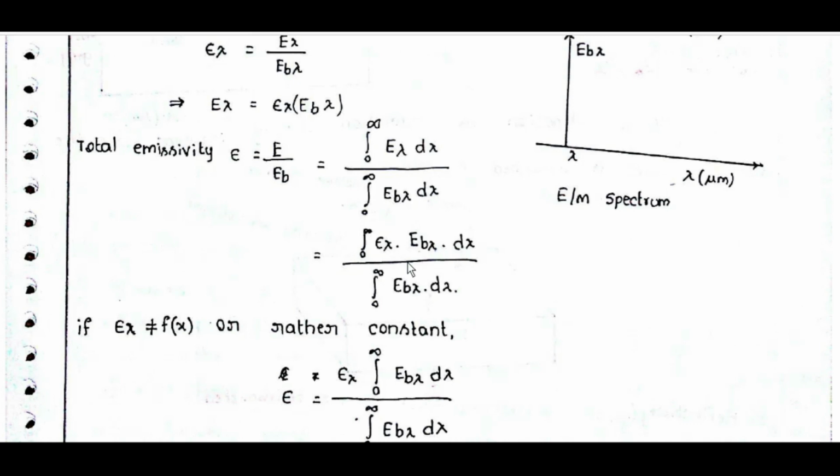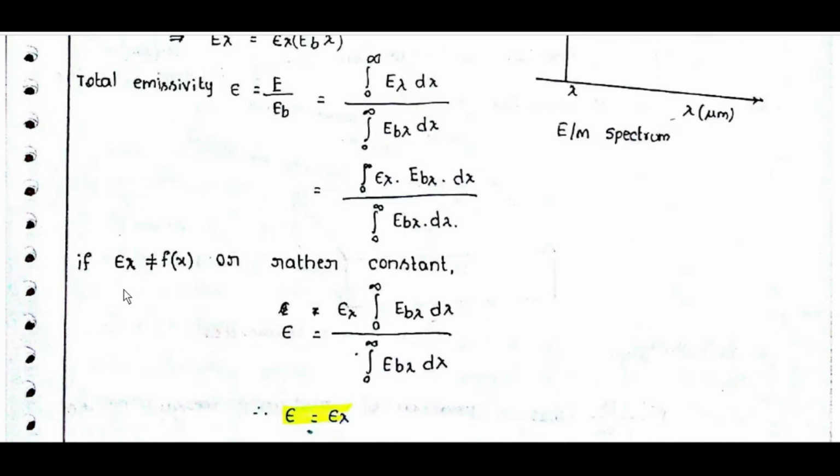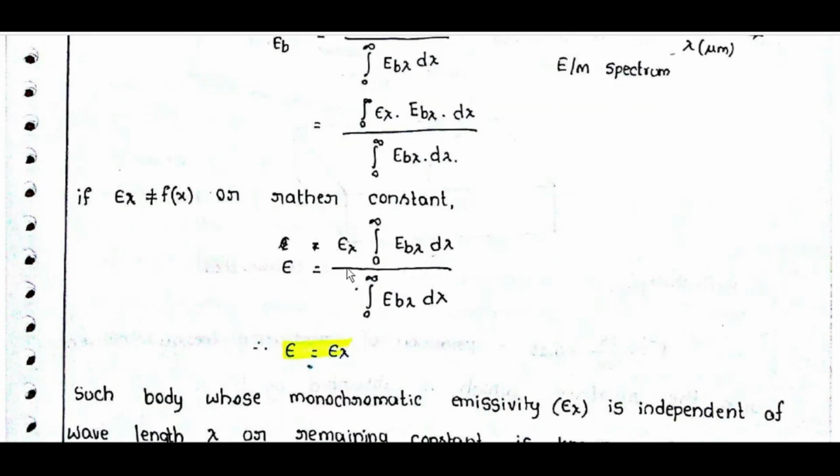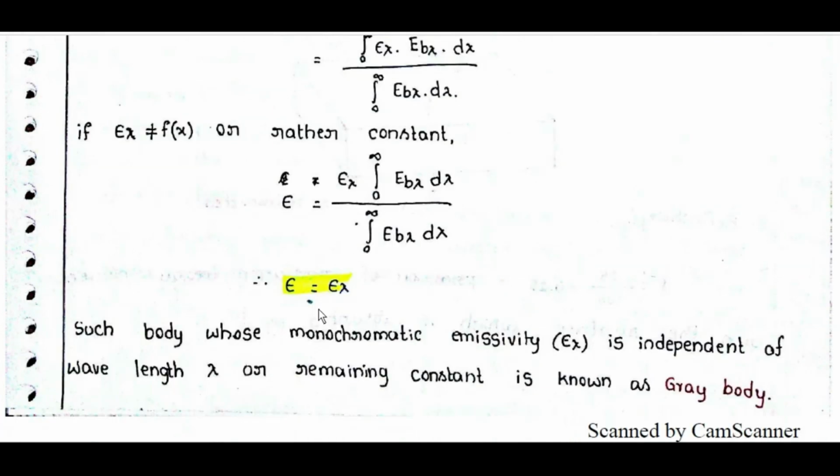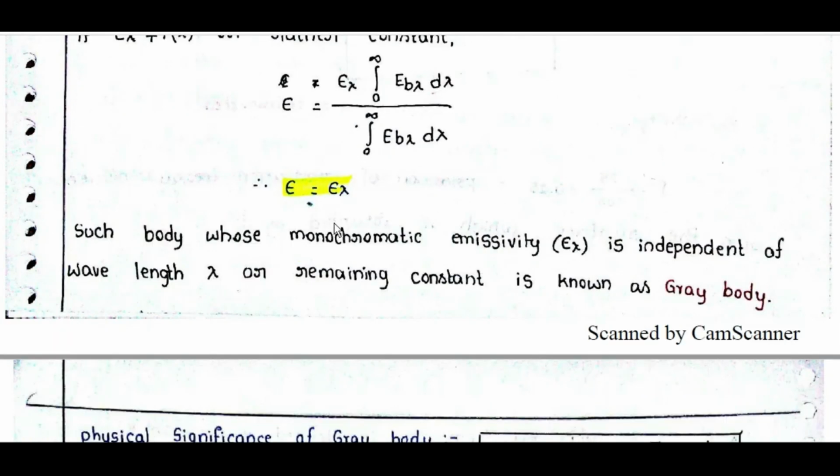E lambda is written as epsilon lambda EB lambda d lambda. Here the denominator remains the same. If epsilon lambda is not a function of lambda, or rather is constant, then epsilon lambda comes out of the integral, the integrals cancel, and epsilon is equal to epsilon lambda. Such a body whose monochromatic emissivity is independent of wavelength, or remains constant, is known as a gray body.